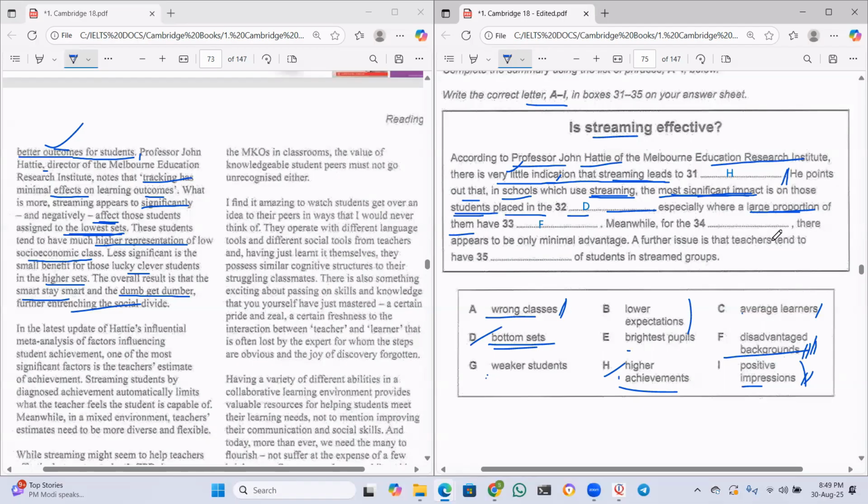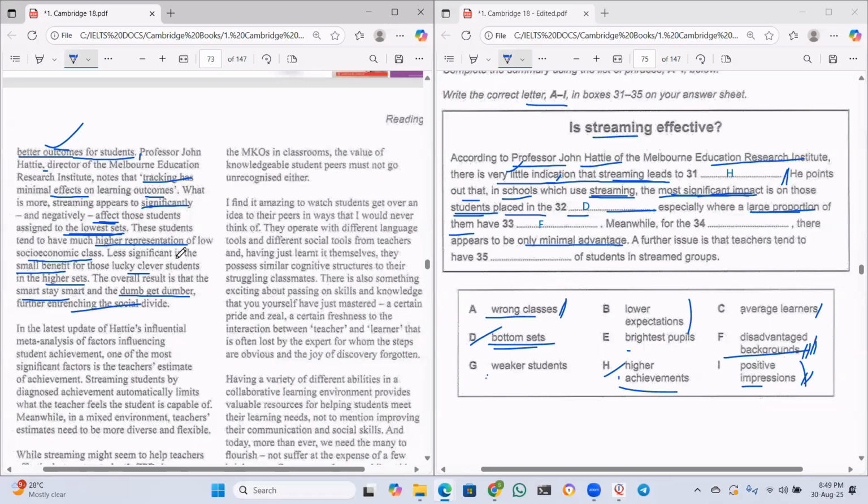Meanwhile, for the dash, there appears to be only minimal advantage. So who has minimal advantage? That is our answer directly. Okay. Who has the minimum advantage? So less significant is the small benefit. Oh wow. Small benefit, minimal advantage. Can you match that synonym? If you can match that, you get your answer directly.